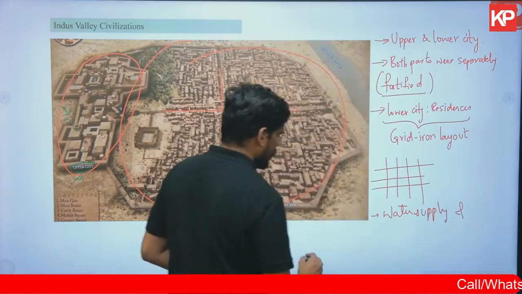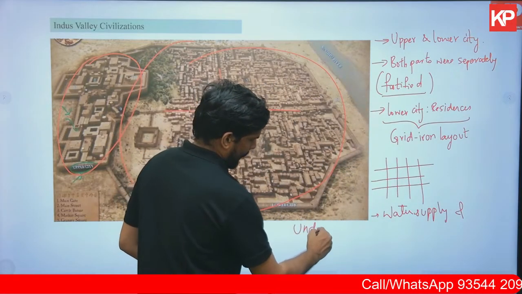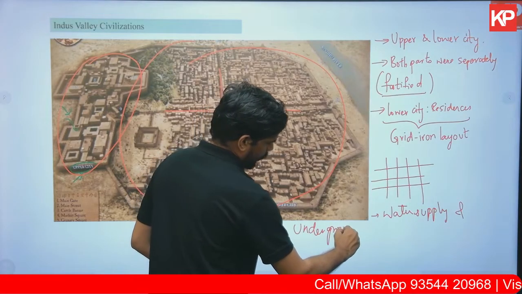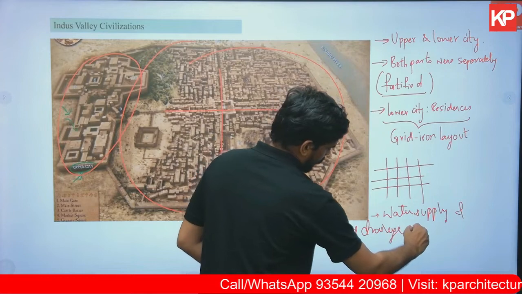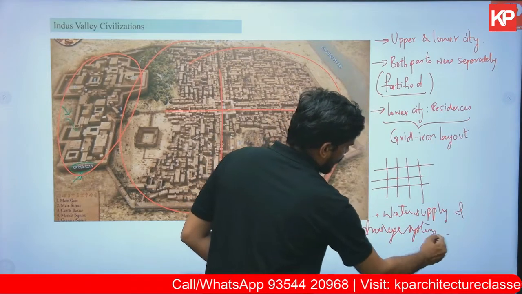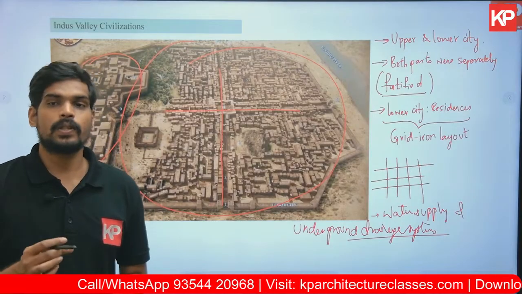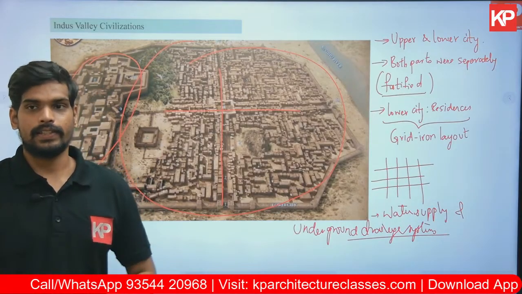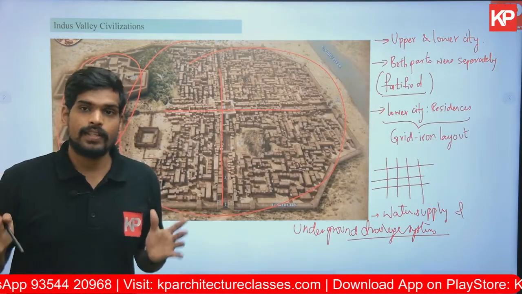and most important is underground drainage system. The city had well planned water supply system and well planned underground drainage system, which is the most important feature of the ancient Indus Valley civilization. So these are some points you have to remember with respect to the civilization of the city as a whole.